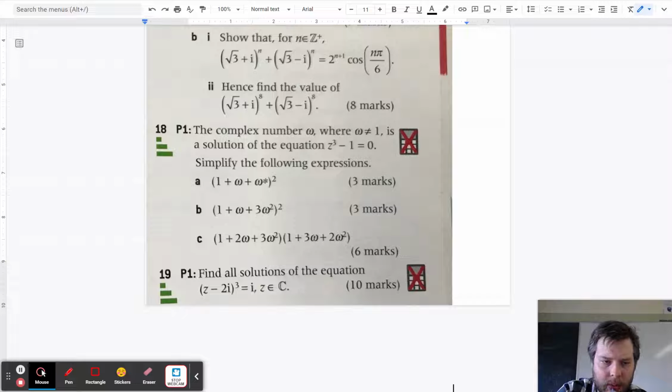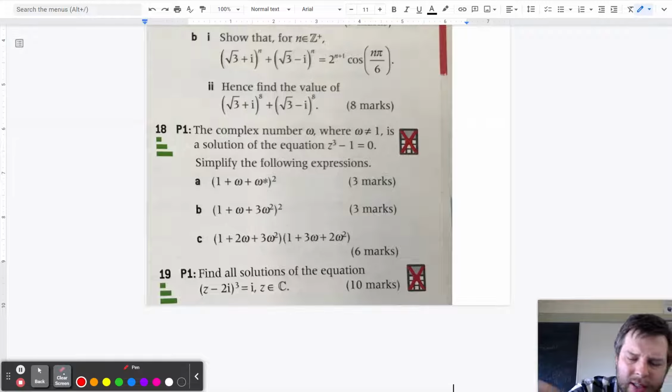All right, here we go. Find all solutions of the equation (z − 2i)³ = i. There are a couple of different ways you could do this. You could start by finding the three cube roots of i and then work backwards, or you could expand the left side and try to go from there. I think it's probably better to find the cube roots of i and work backwards, and then I'll see if I can expand and figure that out. That might kind of suck.